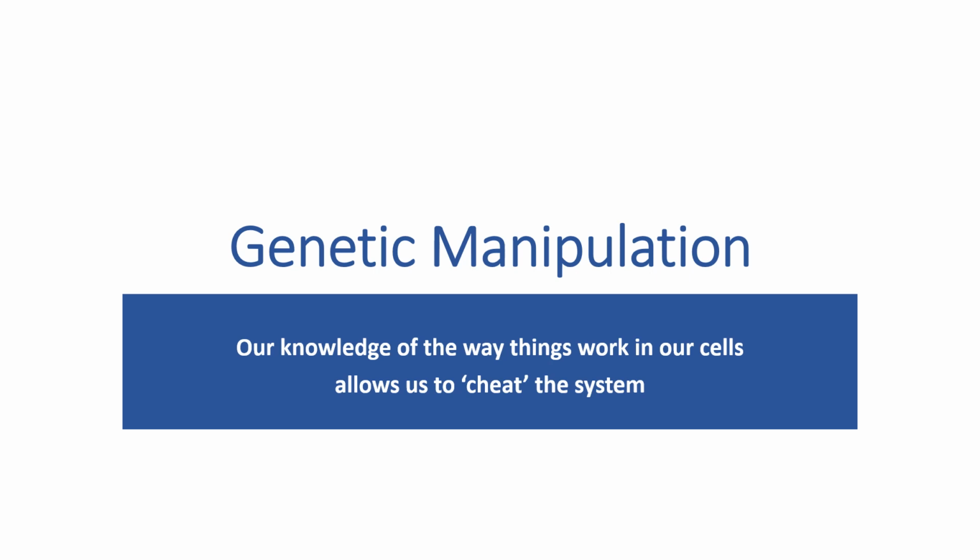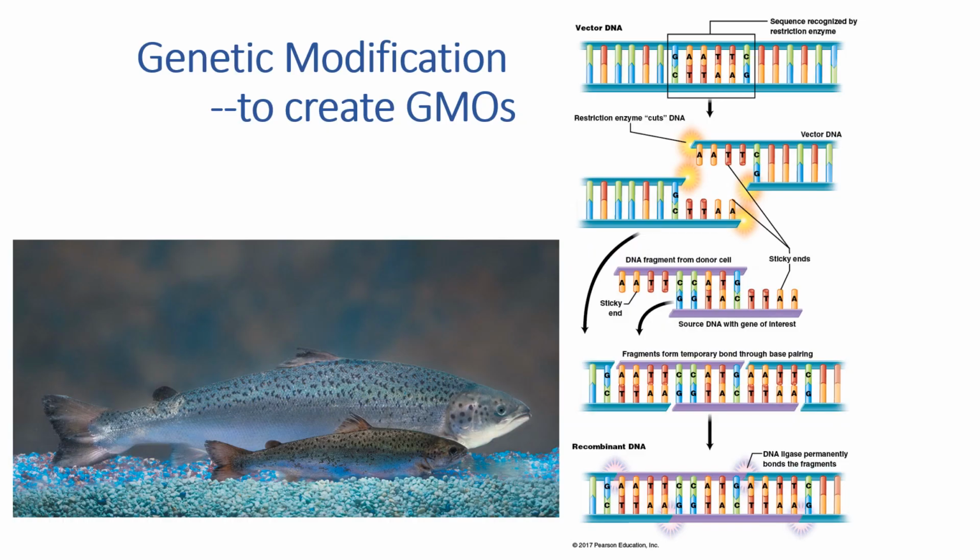Knowing how we use DNA in our cells enables us to cheat the system and manipulate that DNA. That can be for excellent reasons. Creating genetically modified organisms is one of the manipulations that we can do.